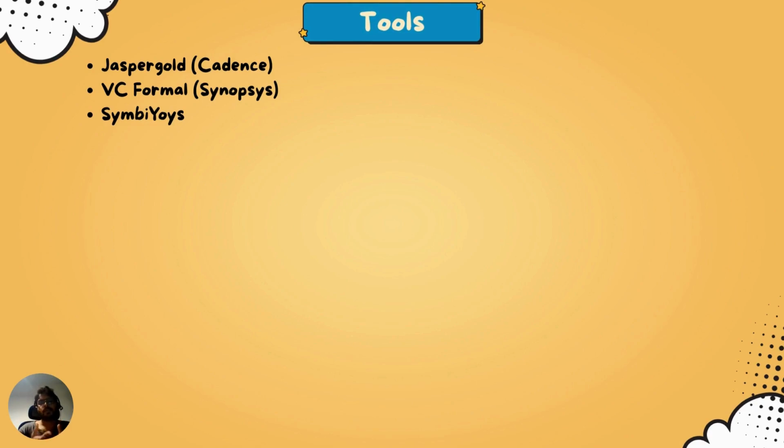So what tools can you use? There are a lot of tools in the industry, but some popular ones are JasperGold from Cadence, VC Formal from Synopsys, and then open source tools like SymbiYosys, and a lot of other tools, which are just for formal property verification and datapath formal verification. If you want to do theorem proving, then there are other tools which I'm not talking about.